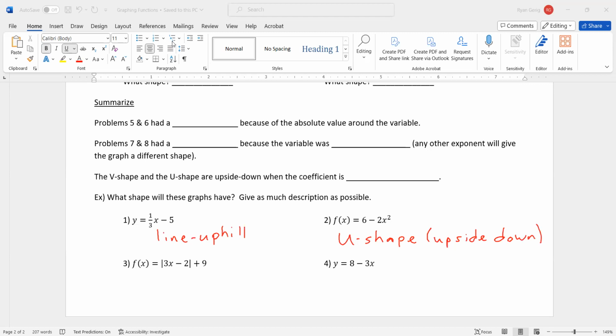Absolute value, pretty easy to spot. This is going to be a V shape. The number in front of that absolute value is positive, so it's going to be a normal V shape, so upward facing. Last one has no x squared, has no absolute value, so it's going to be a line, but the number in front of x is negative, so it's going to go downhill.